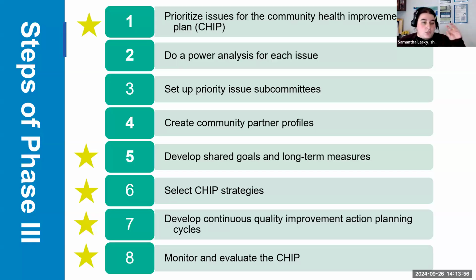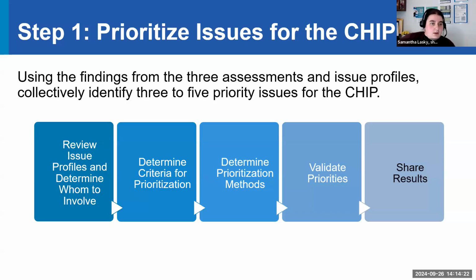So you'll see the stars here. The equivalent for that first piece is really the prioritization process of IPLAN. Developing your shared goals and measures are part of developing the community health plan. The community partner profiles are part of identifying the factors that influence the problem. And of course, finally, doing the continuous quality improvement is the equivalent of that in your IPLAN process.